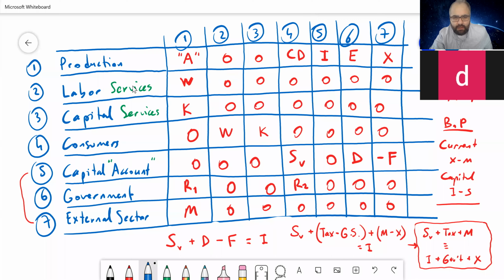So don't forget, incomes in rows, expenditures in columns. So consumers, for instance, obtain income from labor services, which is W, and from capital services, which is K. Now that income must be equal to spending. So what are the spending components? Well, there's consumption demand, then there is saving that is not spent, of course, and then there is income tax. Okay? So income equals consumption and saving plus tax, right?